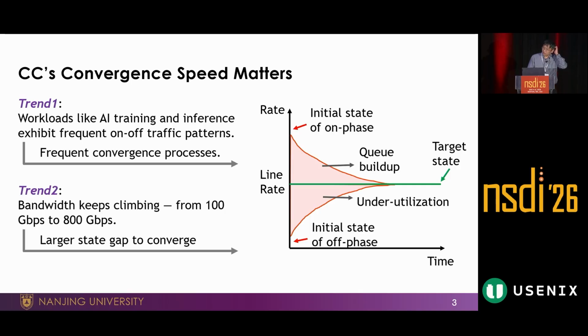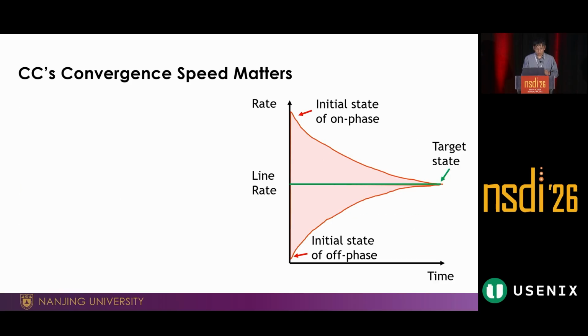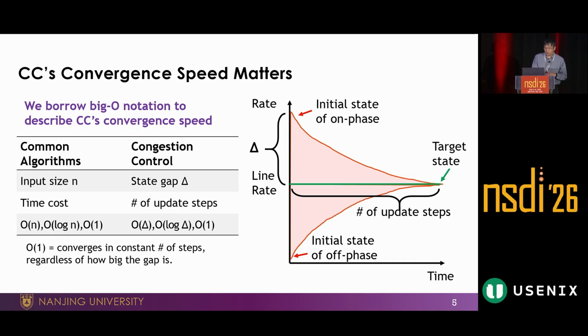The second requirement is that bandwidth always doubles and keeps climbing. We go from 100 Gbps to 800 Gbps, and later maybe 1.6 T. There is a larger state gap, so we need to converge even faster to catch up with the increase of bandwidth. Okay, two trends.